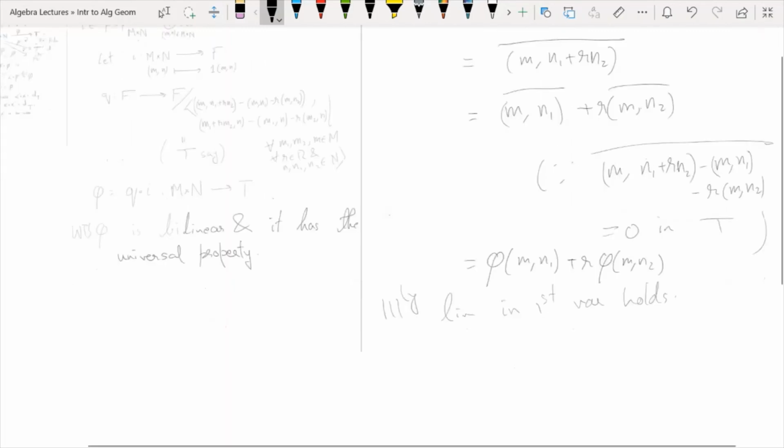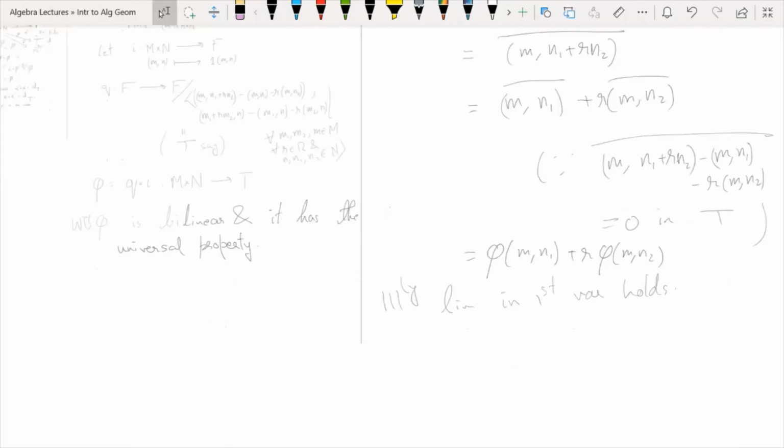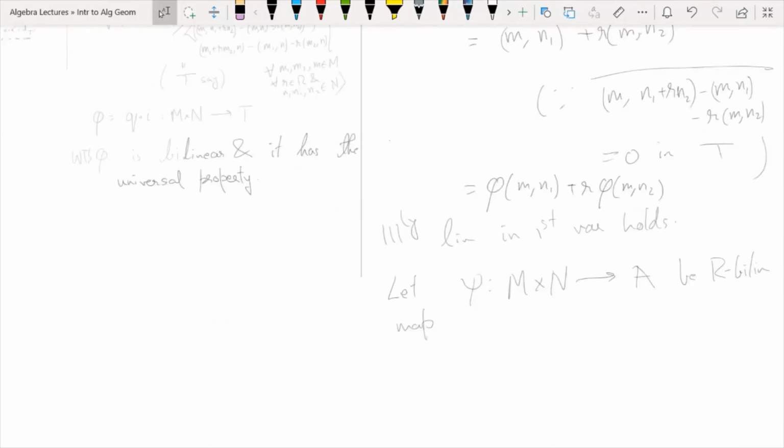So now what we want to do is check that this has the universal property. So let C from M × N to A be an R-bilinear map. Then what we have to do is produce a linear map from T to A such that the diagram commutes, and so that such a map is unique.